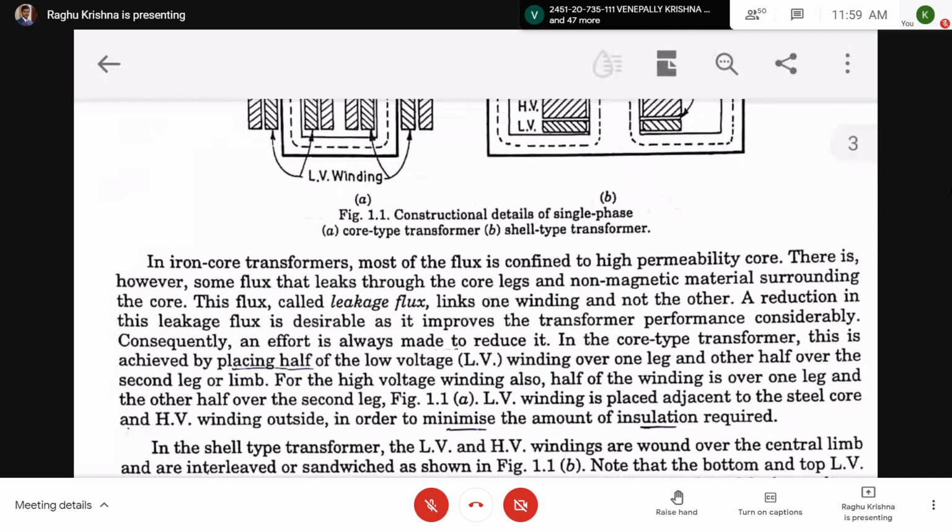In a core type transformer, it is achieved by placing half of the low voltage winding over one leg and the other half over the second leg. This leg is also called a limb. For the high voltage winding also, half of the winding is over one leg and the other half over the second leg. Next, one important point here: LV is placed adjacent to the steel core and HV winding is outside, in order to reduce the amount of insulation required.